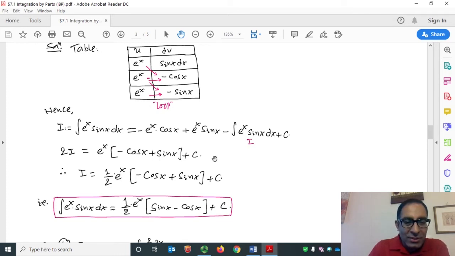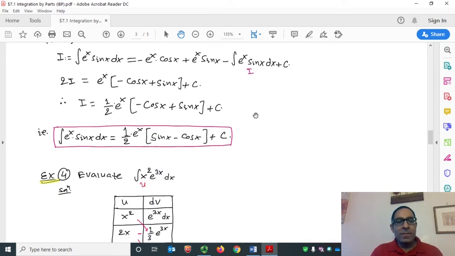Divide both sides by 2, then I equals 1/2 e to the x times negative cosine x plus sine x, plus c. Let me scroll down. So I is the integral of e to the x sine x dx. Its value turns out to be 1/2 e to the x, and for no reason I switched the positions here: I first wrote the positive term and then the negative term, and then plus c as it is.